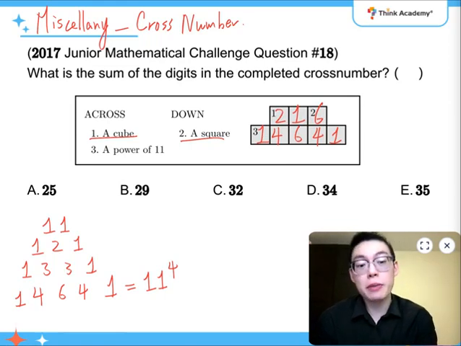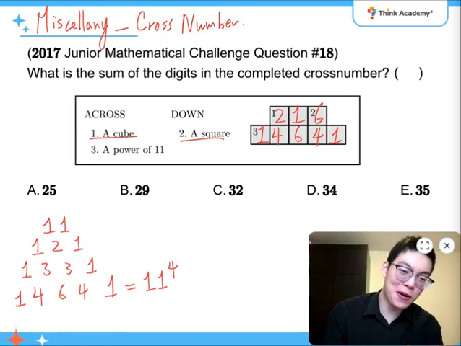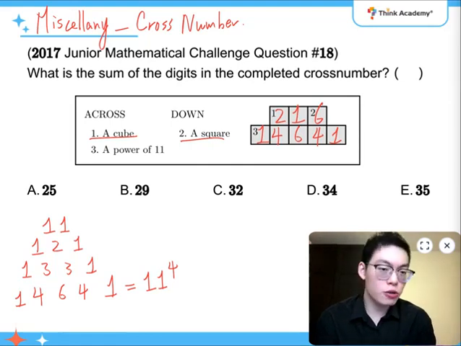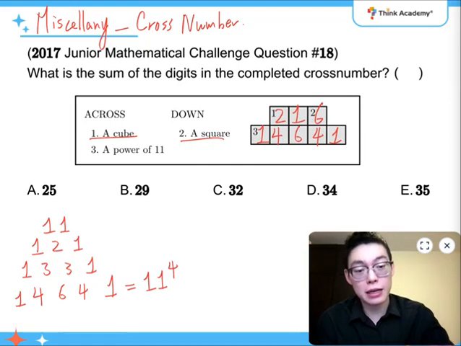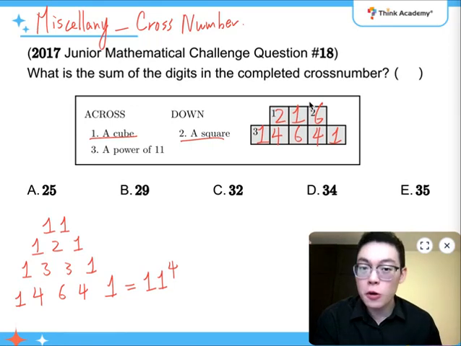You need to be familiar enough with all the cubes, all the squares, and also you need to know the powers of 11. So if you can memorize all these numbers, congratulations, this is going to be an easy question for you. But if you cannot, it's not your fault. But of course, if you can get yourself more familiar with these kinds of numbers, that's also what we call the mathematical sense, establishing a sense of numbers, and then you know what you put in there.